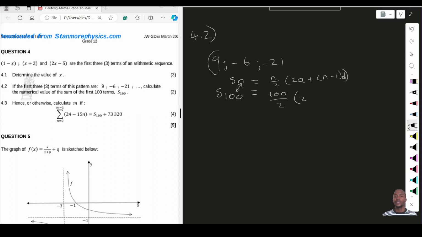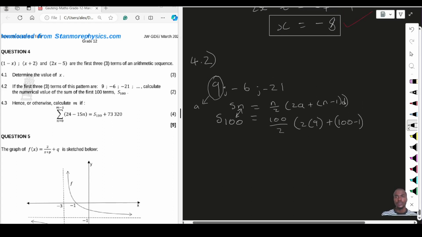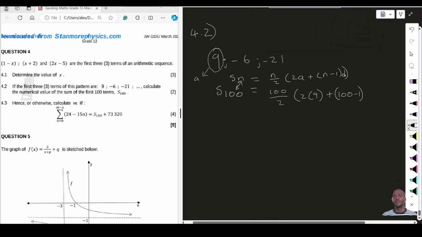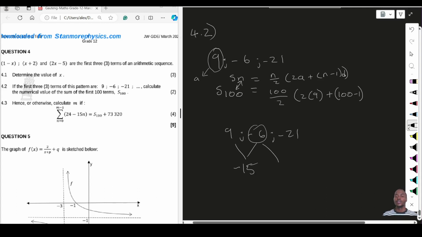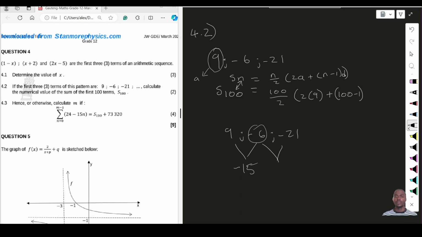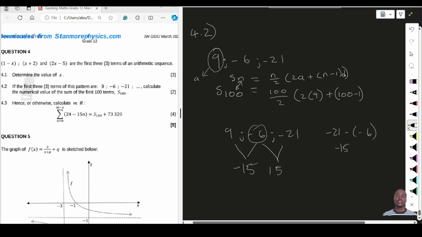2 times, what is a? A is the first term, which is 9. So you say 9 plus, what is n again? It's 100 minus 1. Then what is d? We must look for d. So we have 9, minus 6, minus 21. So d is the difference of minus 6 and 9. So minus 6 minus 9, it's minus 15. Minus 21 minus minus 6, it equals minus 15 again. So it's minus 15.